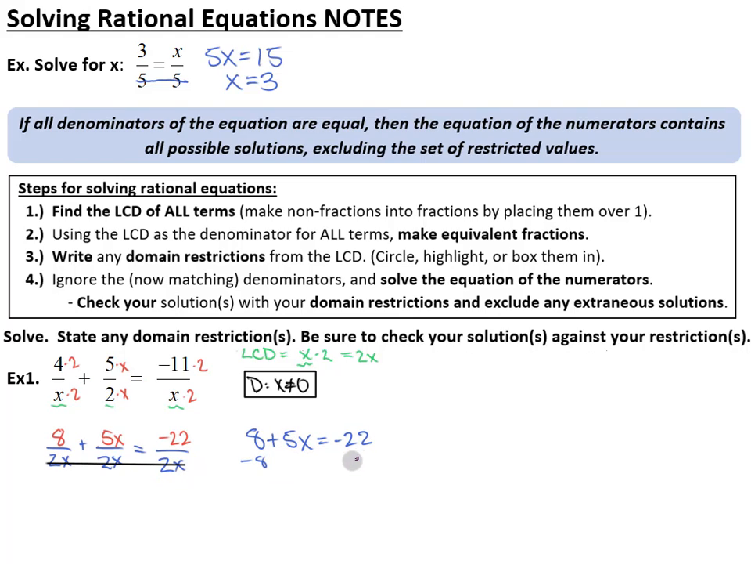So we're going to subtract 8 over, 5x equals negative 30, and dividing by 5, we get x is negative 6. So before I mark that as my final solution, I do want to check it against my domain. And in this case, it is not a restricted value. So our solution is negative 6. Negative 6 is the value that will make this equation true.